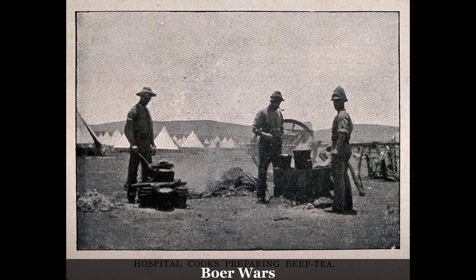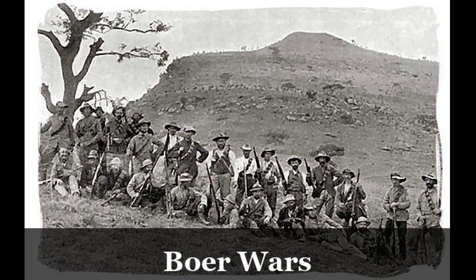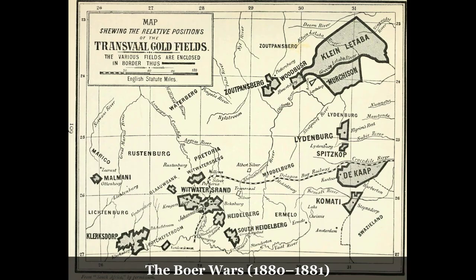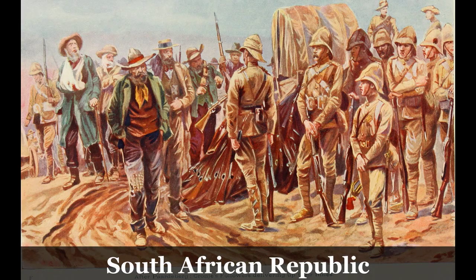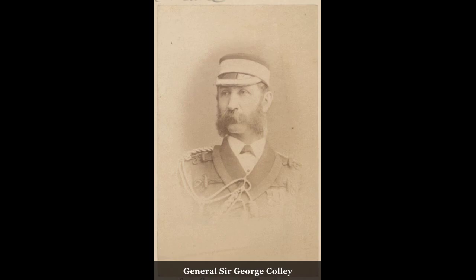Meanwhile, the British, with their disciplined army and advanced weaponry, were poised to assert their control over the rebellious territories, unaware of the fierce resistance they would soon face. As the British Army, led by General Sir George Colley, began its march towards the South African Republic in December 1880, the Boers were ready.